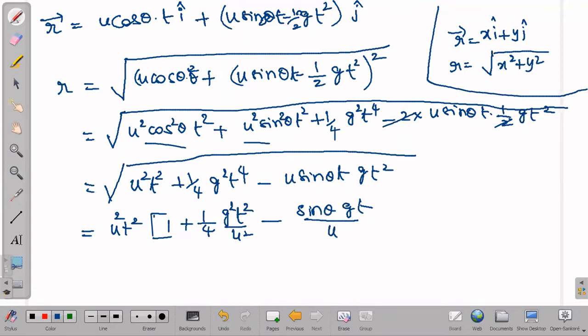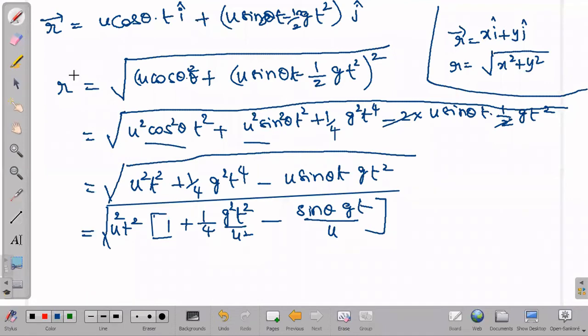Now that is all about what is inside the root if I take out u square and t square common, right? Next, what are we going with? If I take this u square out of the root, what do we get?